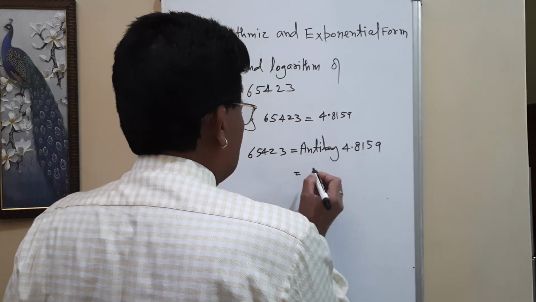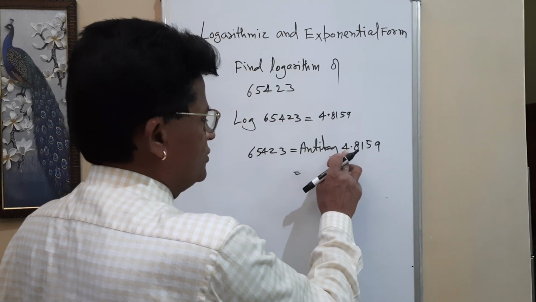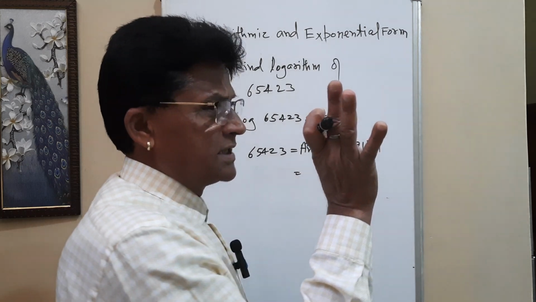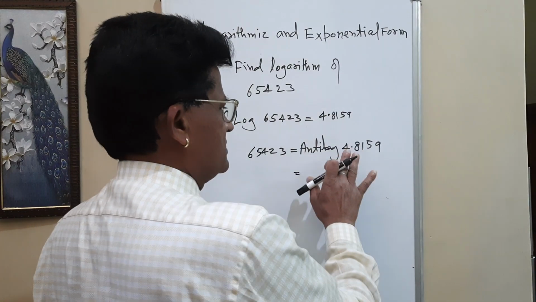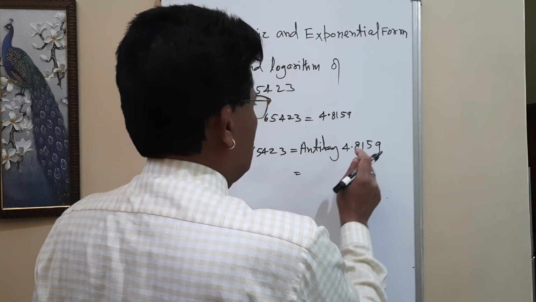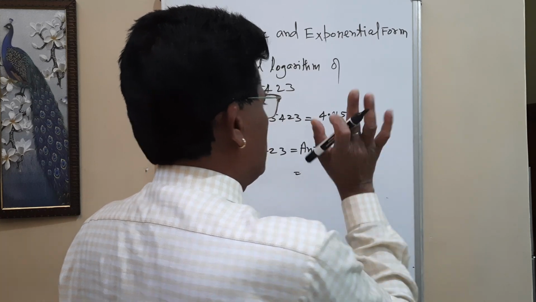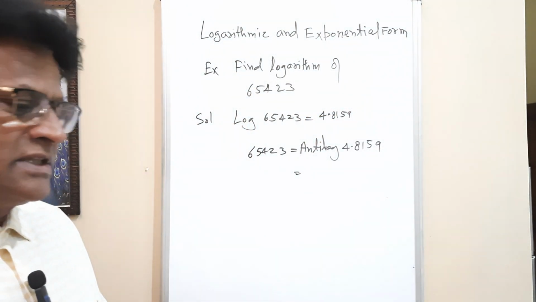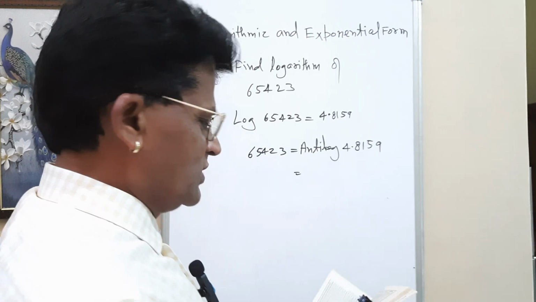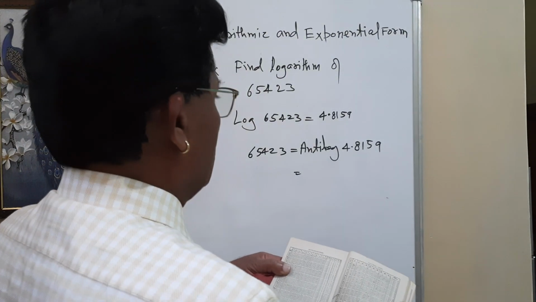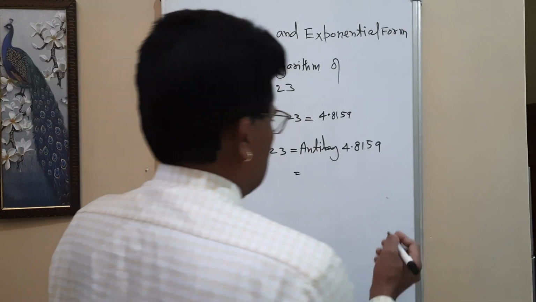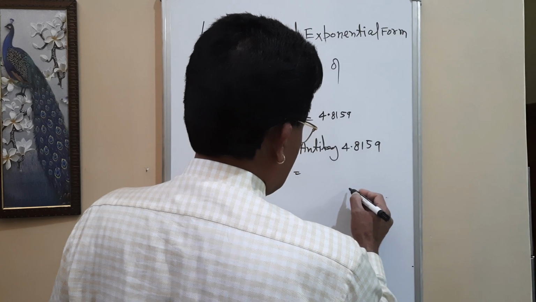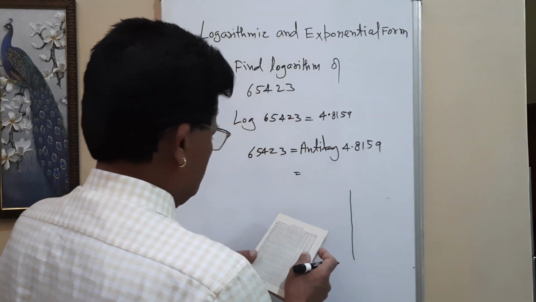Then you will find out the antilog. As I told you, don't touch the 4 before the decimal. That is the characteristic. And you will have to see 0.81 at 5. See the antilog table. Antilog table is also there. Antilog table 0.81. मैं यहाँ पर फिर लिखूंगा वैल्यू, यहीं पर लिख देता हूँ. Let me see.